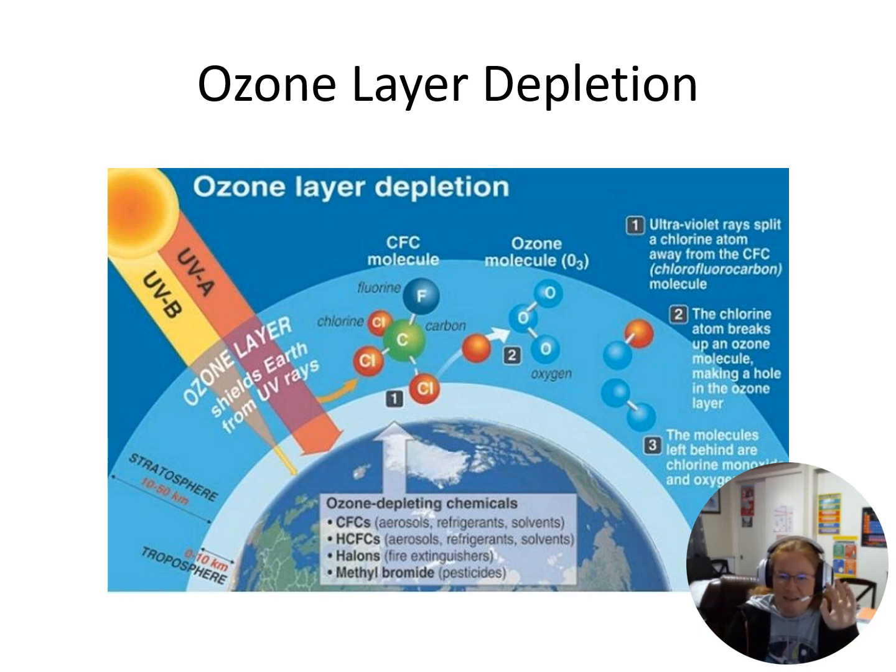So we get these CFCs, so things like aerosols. So this is why aerosols are not used the same way they used to be. When I was a kid, oh my goodness, we used so many aerosols back in the 80s. Refrigerants, solvents, there's these HCFCs, which are a different classification of the chlorofluorocarbons. Again, refrigerants, solvents.